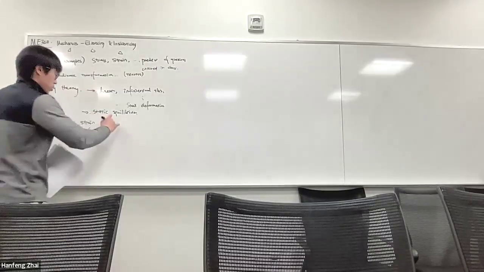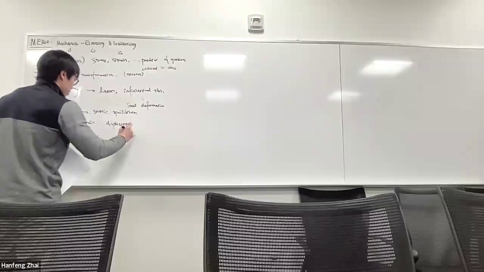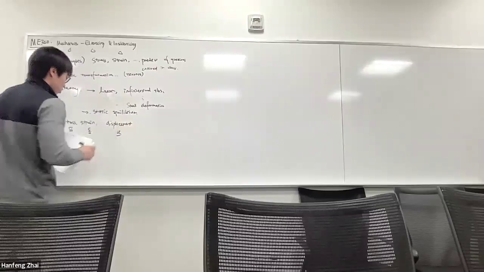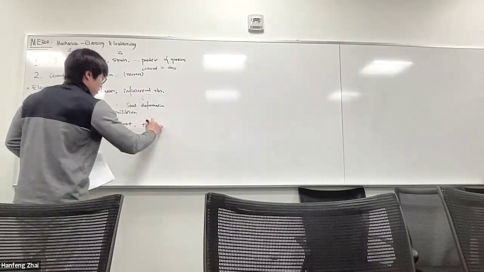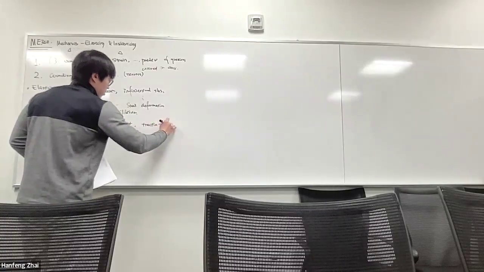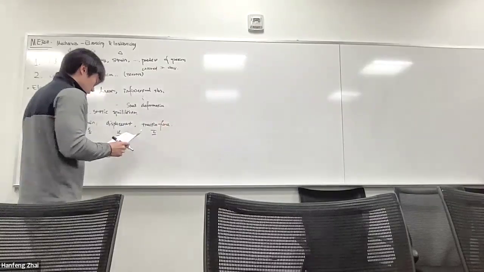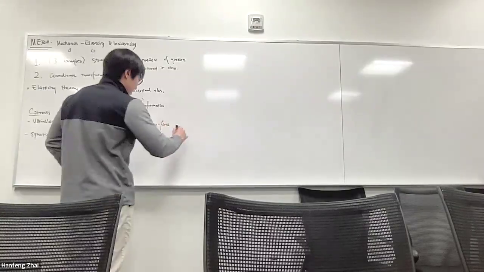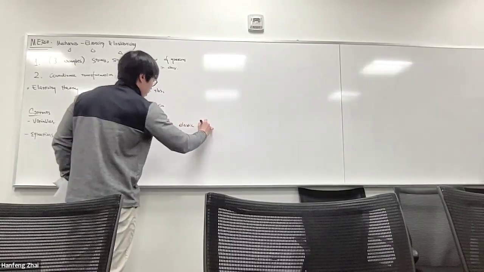And of course, you can use other letters or symbols to represent displacement u, which is a vector, traction force, also a vector, and elastic constant, which is a constant, as you can tell by the name.